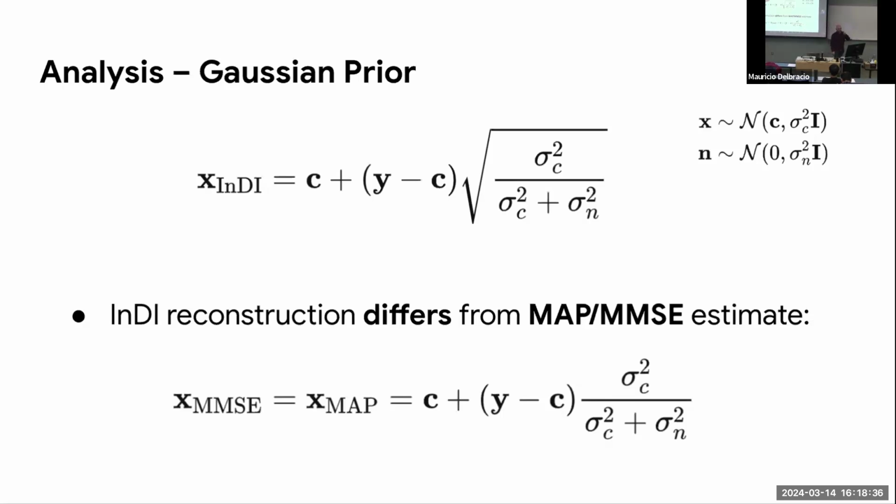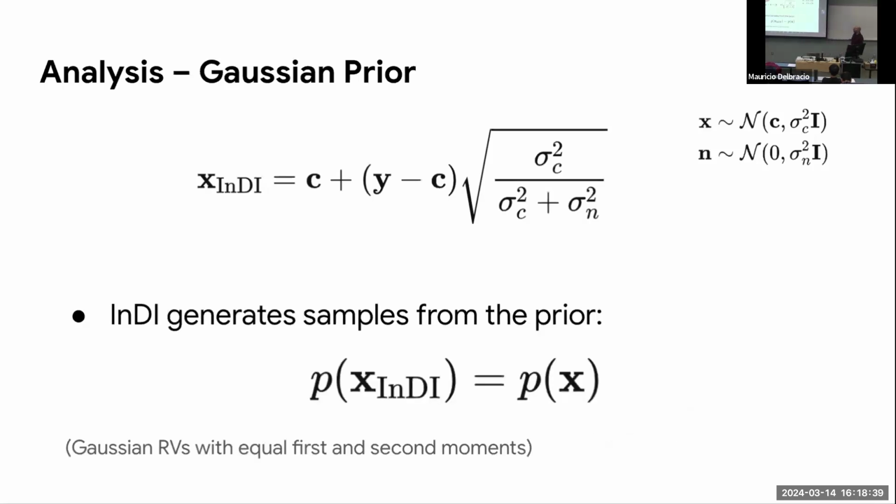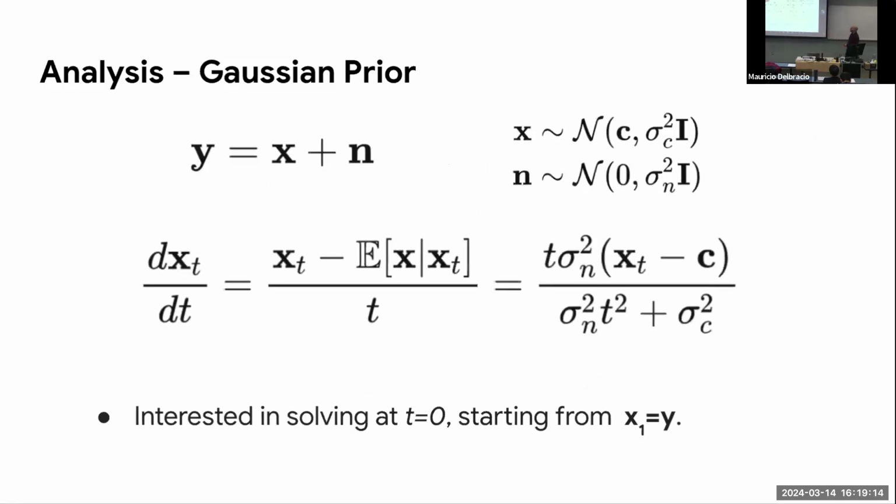Another interesting property that this has is the following. Here everything is Gaussian. I'm not saying that this is going to be general. But since everything is Gaussian, this is also Gaussian. So if we find the first and second moments, then it will be perfectly defined by them. And it's easy to see that the first and second moments match the ones from the prior. So that actually means that InDI is generating samples from the prior, which is something good for a generative model. These are toy examples, but it allows us to do that because we have this very nice ODE formulation.